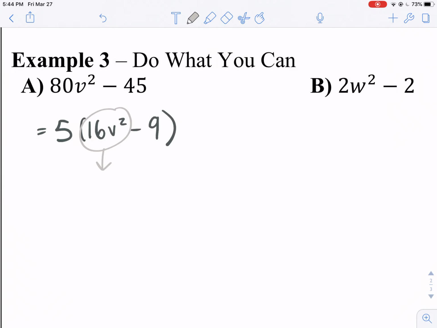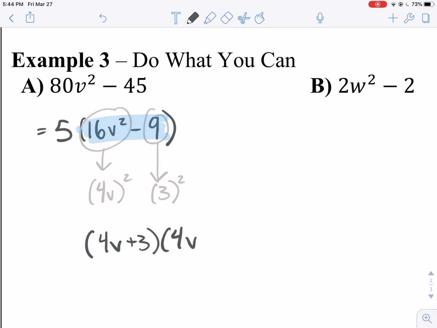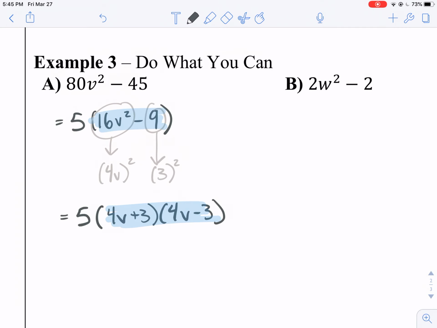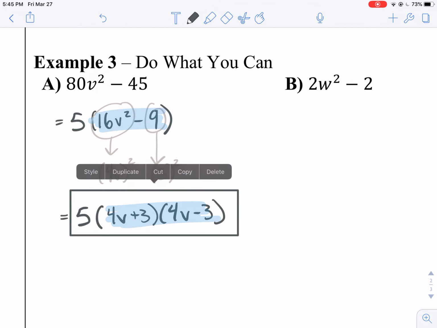Well, the square root of 16v squared, that's 4v quantity squared. And the square root of 9, well, 9 is equal to 3 squared. So we can rewrite this whole guy as a difference of squares. So that gives us 4v plus 3, 4v minus 3. So that's so cool. But don't forget about our 5. We need to keep our 5 out front. So to factor our whole expression, we have 5 times 4v plus 3, 4v minus 3.